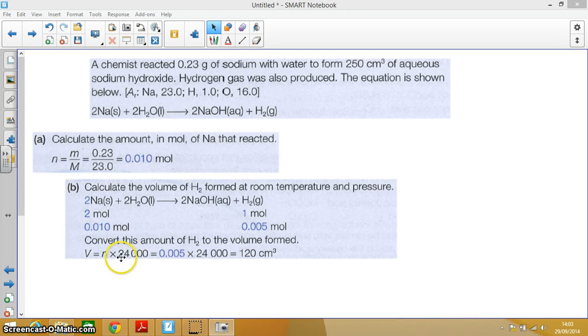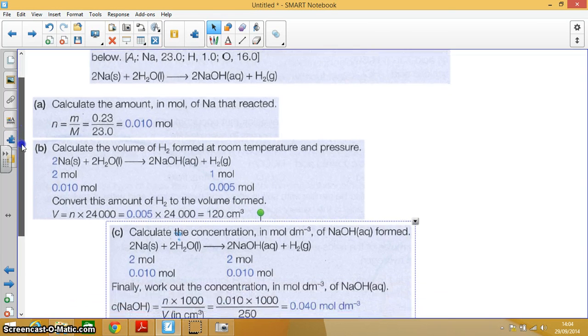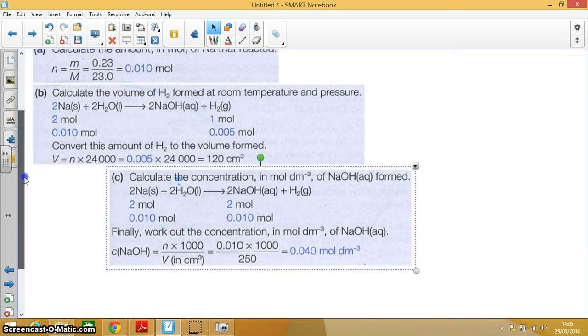We quite simply convert that to a volume, and in this case I'm using 24,000, so I'm going to give my answer in centimeters cubed. Volume equals number of moles times 24,000, which is 0.005 mole times 24,000, which equals 120 centimeters cubed. So the volume of the hydrogen formed in this reaction from 0.23 grams of sodium is 120 centimeters cubed, which takes us on to the final section, which is to work out the concentration in mole per decimeter cubed of the sodium hydroxide.